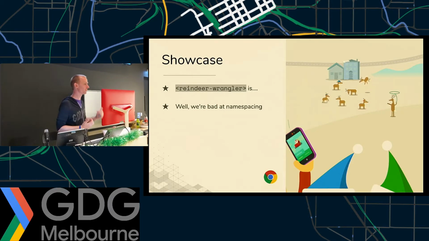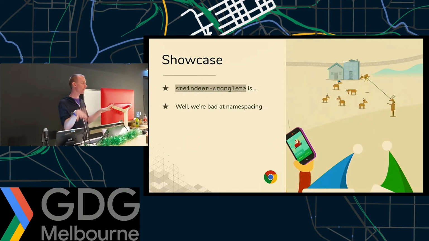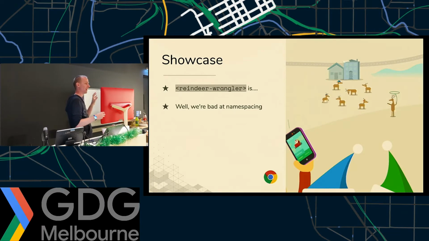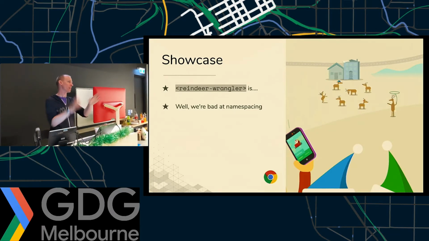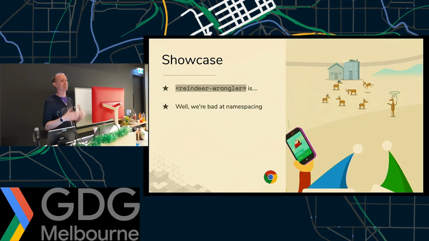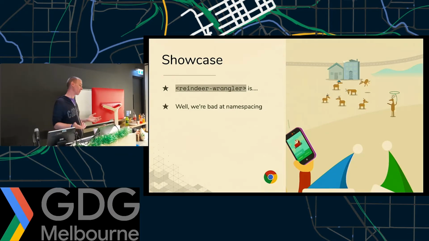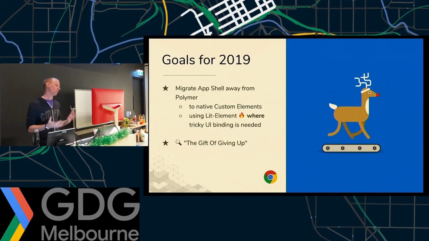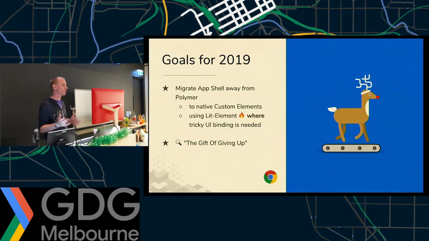We're also bad at naming things. A web component needs to have a dash in it. It doesn't matter what you call on the left or what is on the right. But probably we should be calling these like Santa, Easter egg, reindeer, not reindeer wrangler, because it's very confusing. But as I've already mentioned many times, we're really bad at naming things. So that's some examples of web components and how we use them.